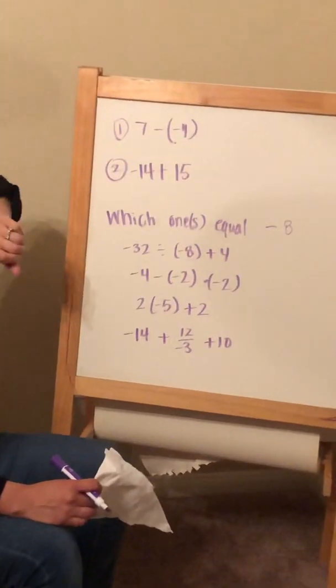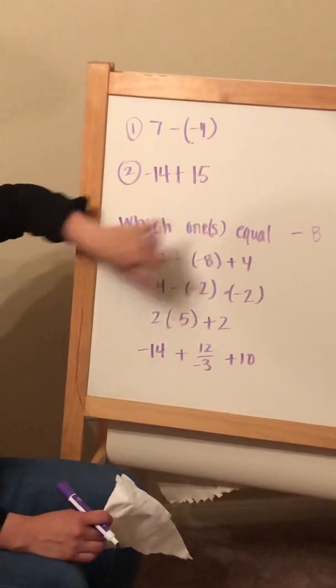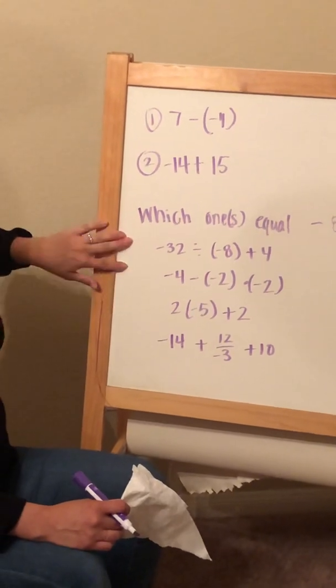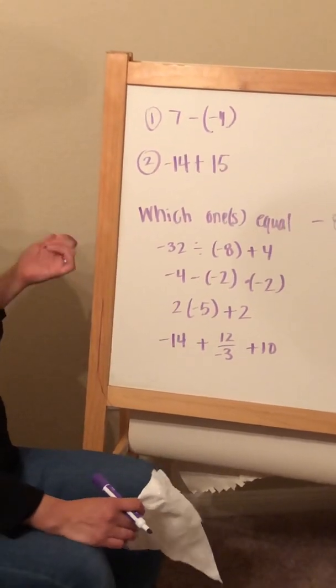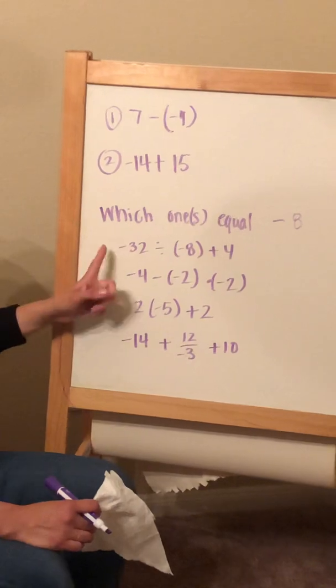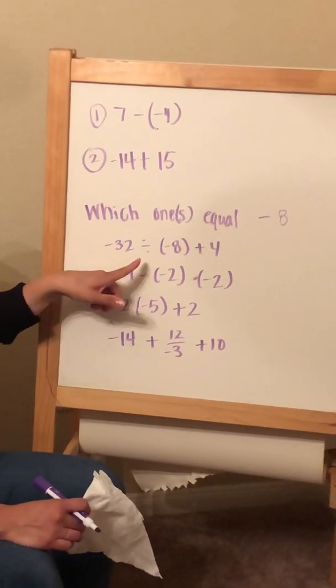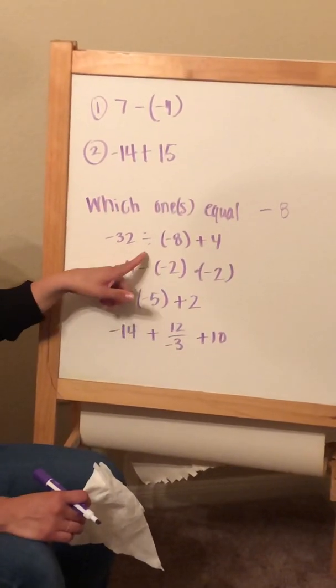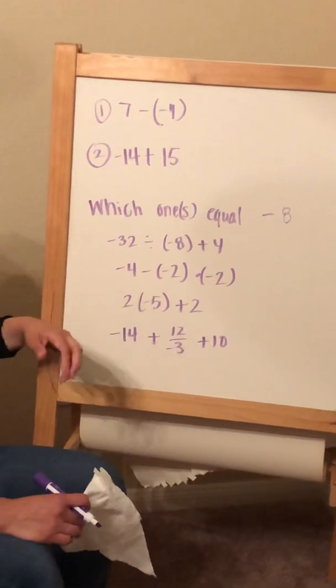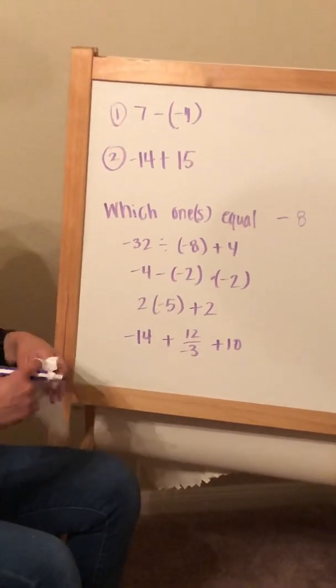7 take away -4, -14 plus 15, and then a situation like this where you've got to use your order of operations because you've got takeaways, you've got negatives, you've got addition, you've got division, you've got multiplication here. So we're going to look at these problems.